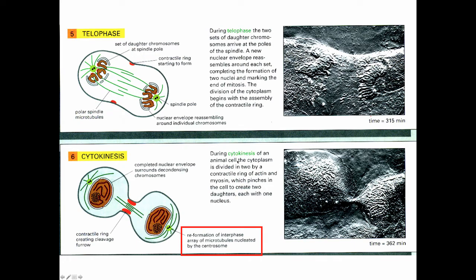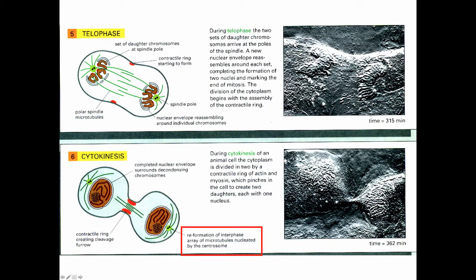During cytokinesis in an animal cell, the cytoplasm is divided in two by the contractile ring, and the contractile ring consists of actin and myosin, and as you know, that pinches the cell into two daughter cells. As the cell has divided, there's going to be the reformation of the interphase array of microtubules, and those microtubules are going to be assembled by nucleation at the microtubule organizing center, which is of course the centrosome, and that's going to be occurring now in each daughter cell.